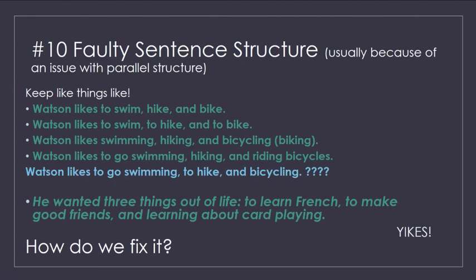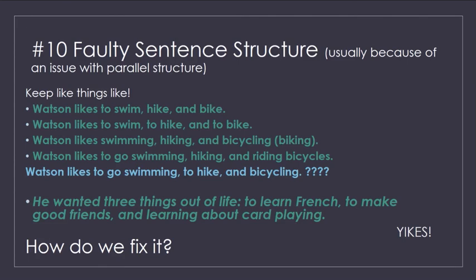So how do we fix it? Pay attention to your verbs. Read out loud. If you hear a tangled sentence, make sure all the parts of your sentence are following the same verb form. If you have a verb that ends in ing, make sure all of the verbs in your sentence end in ing. So make like things like. It will help you out and it will clarify things for your reader.